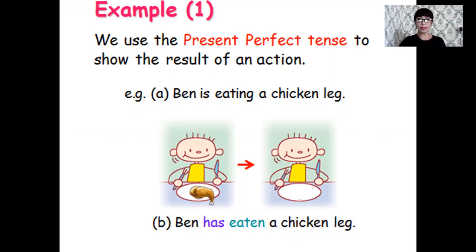So, for example, Ben is eating a chicken leg. But Ben has eaten a chicken leg. Right now, we can say that before he was eating, but right now he has finished eating.